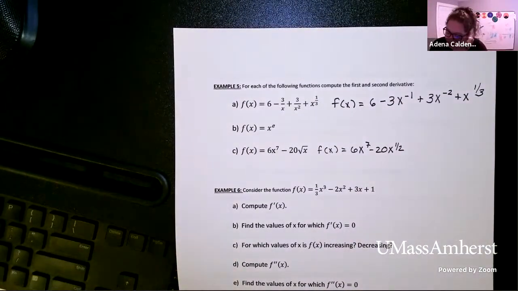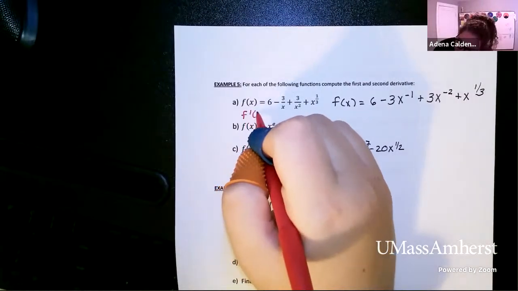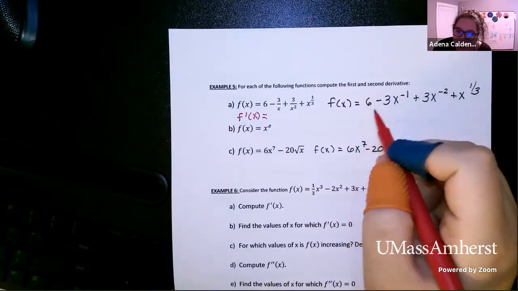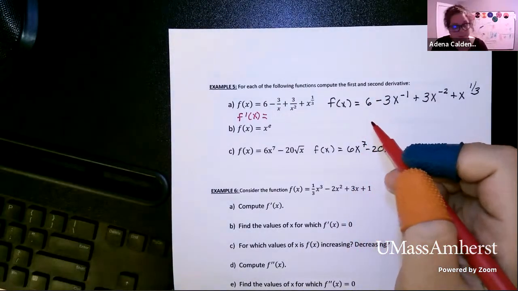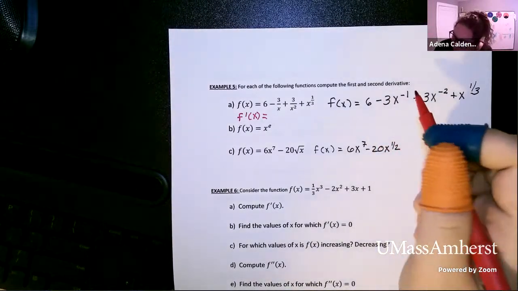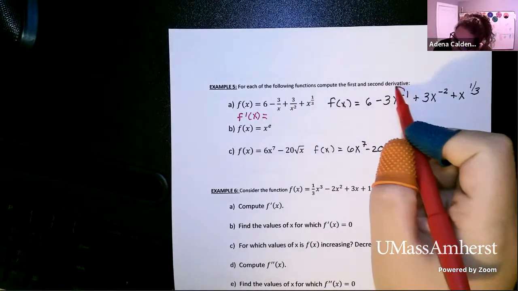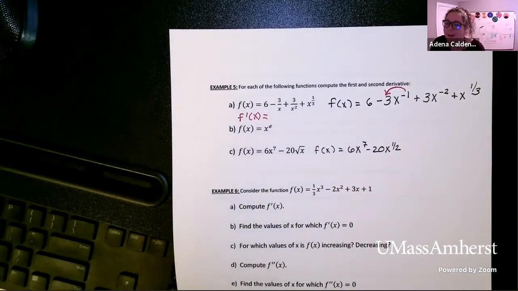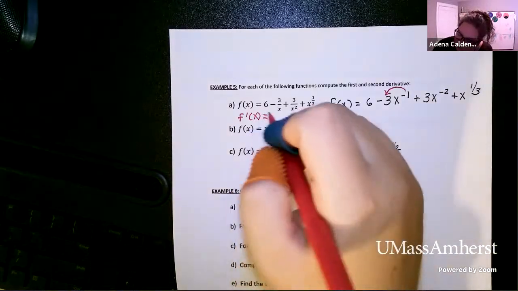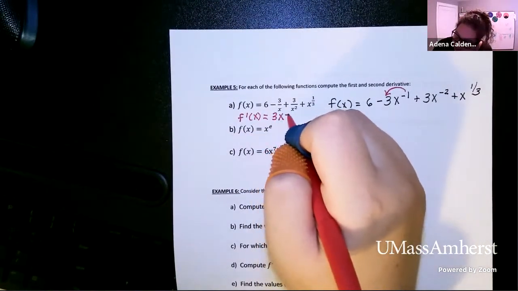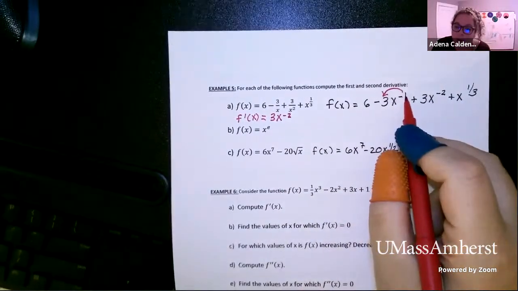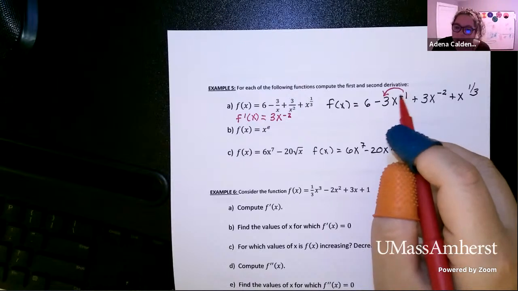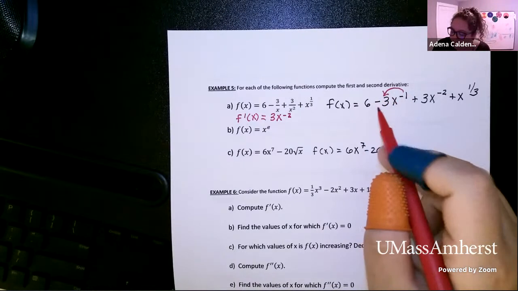So now that I've rewritten this, I can go ahead and find my first derivative. The derivative of 6 is a constant, right? And so the derivative of a constant is just 0. So that term's going to go away. The next term, the -1 is going to come down and multiply the -3. So that's going to make that positive, right? So we're going to have 3x to the -2 because we subtract 1 from the power. And again, it's positive because the negative from the -1 cancels with the minus in front of the 3.